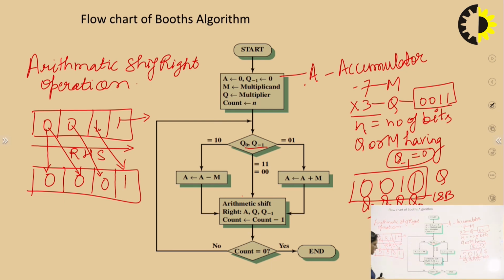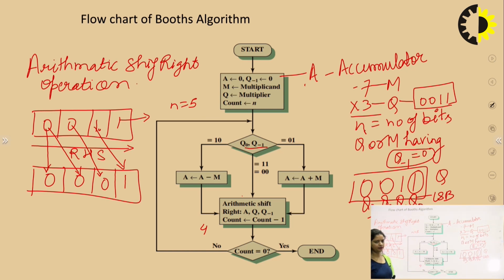So after performing this arithmetic right shift operation, we will decrement the counter. Now why are we decrementing the counter? Because one step is now completed. Suppose the value of n over here is 5, then the value of n will now become 4. And this condition will be checked over here, whether the counter has become 0 or not. If it has not, then we will proceed again to the checking condition of the new values of Q0 and Q minus 1. If it is 0, then we will end the algorithm and we will get our end result of the multiplication.